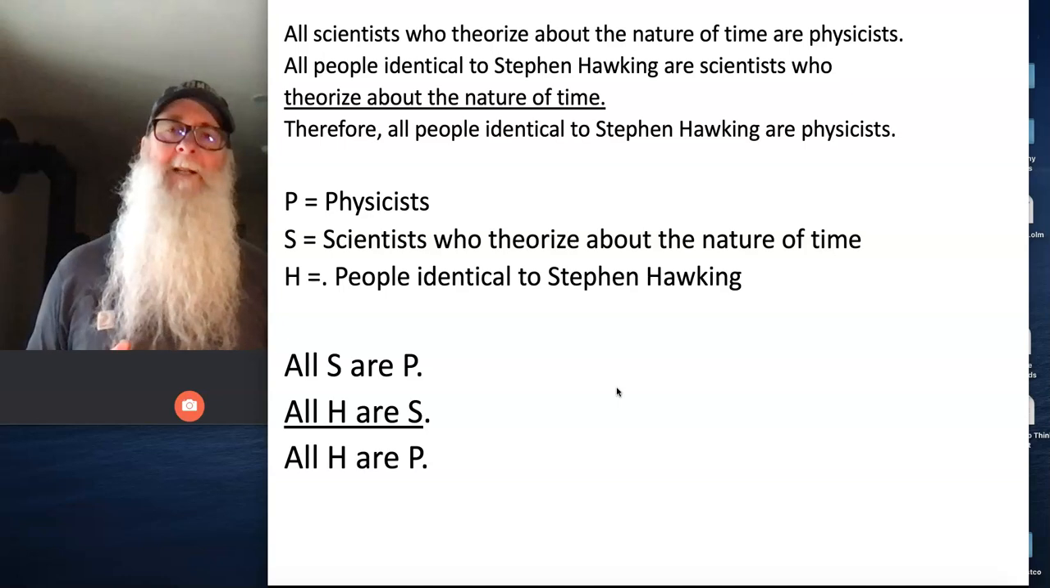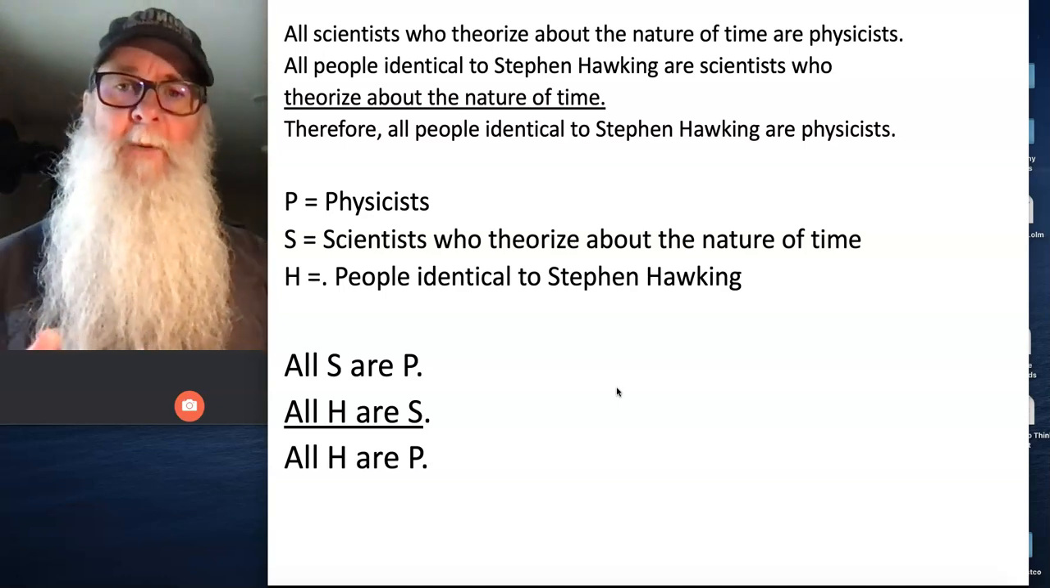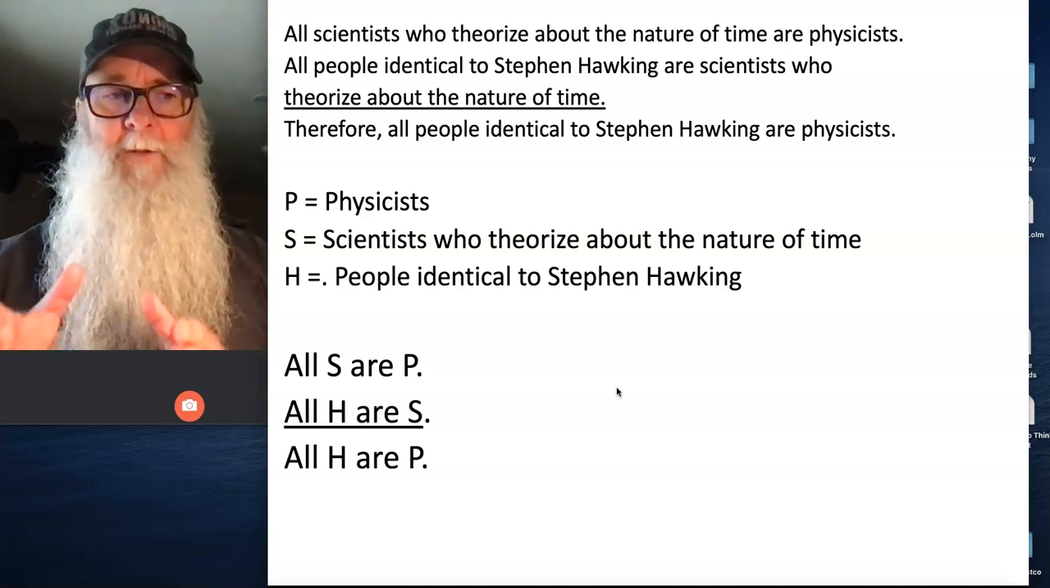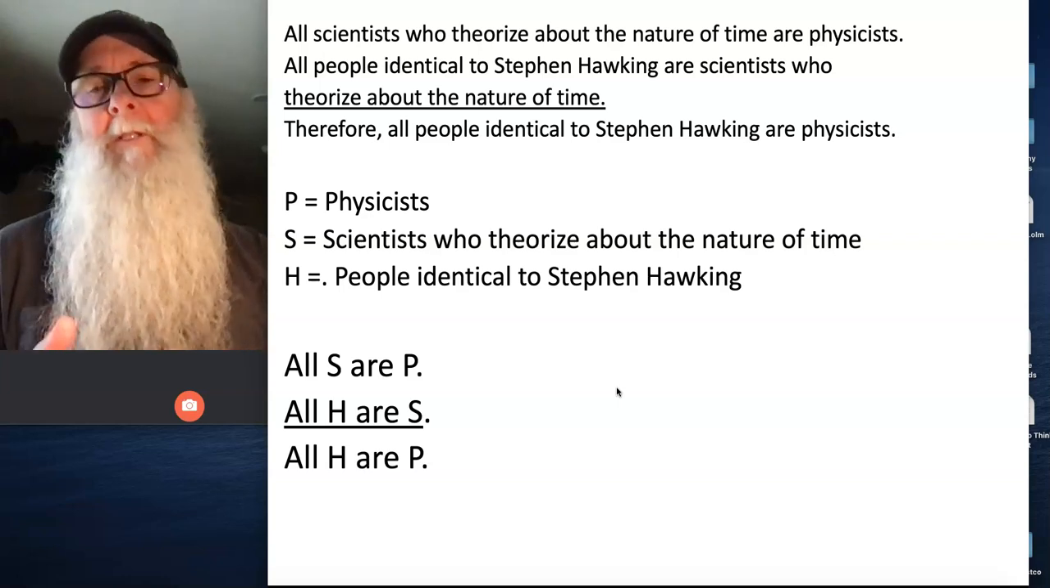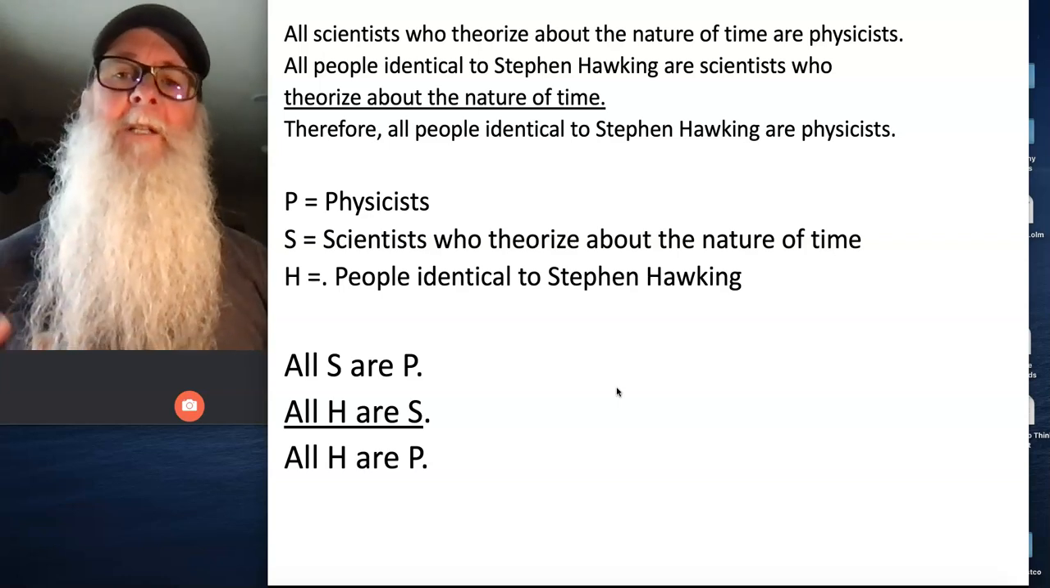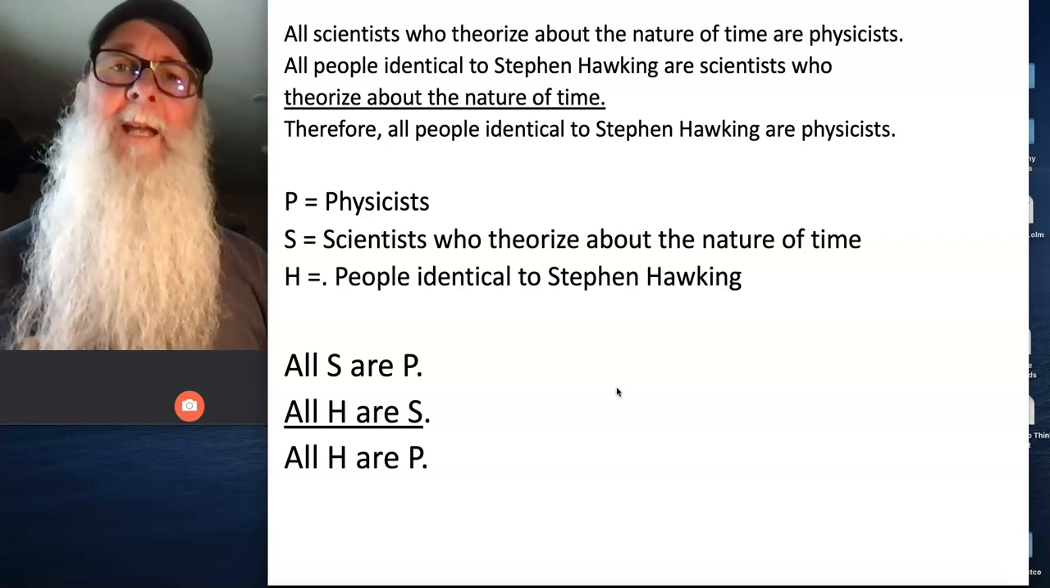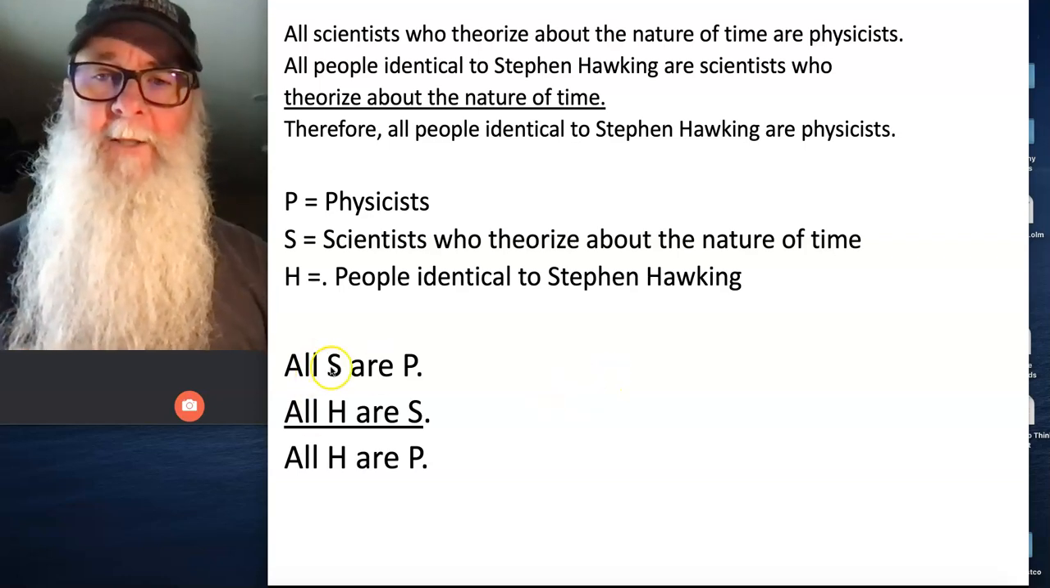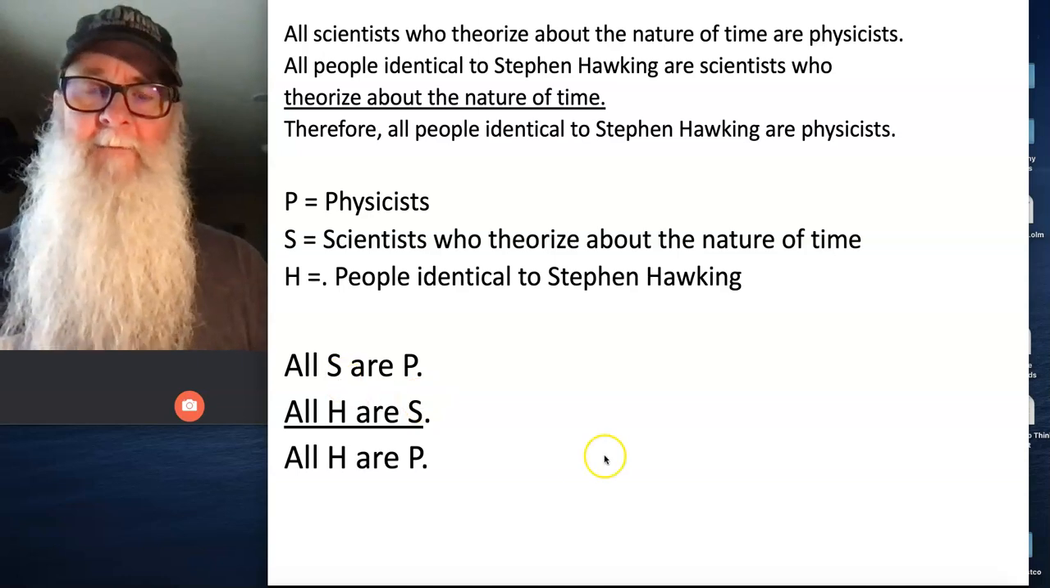So as long as you identified the conclusion correctly, you now want to make sure that whatever your argument looks like, whatever terms you chose, you have an argument that's in the form AAA figure 1, with your middle terms being connected by a line sloping downward from left to right.